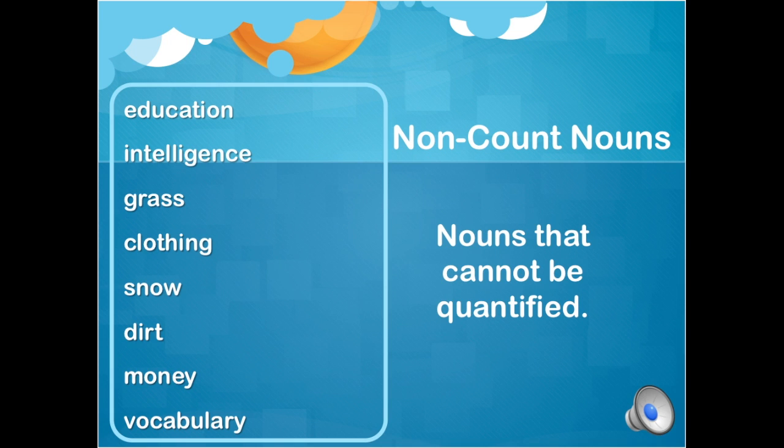Non-count nouns are nouns that cannot be quantified. For example, education, intelligence, grass, clothing, snow, dirt, money, vocabulary. These are all nouns that we cannot use numbers with. For example, 3 educations, 2 intelligences, 5 grasses. These are not correct examples. We cannot use numbers with these types of nouns.